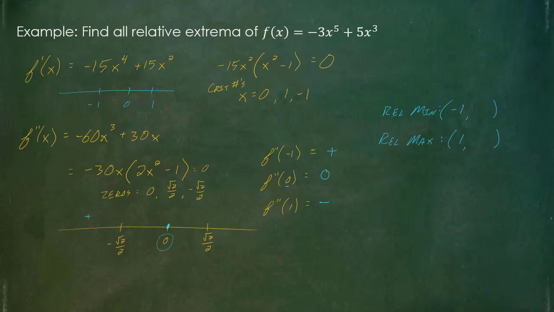So I may as well go ahead and figure out what those two values are. F of negative 1 is going to be negative 3 times negative 1, so positive 3, plus 5 times negative 1, which would be a negative 5. So that came back negative 2. So negative 1 comma negative 2 is my relative minimum for this graph. F of positive 1 should give me negative 3 times 1 plus positive 5 times 1, which is positive 2.